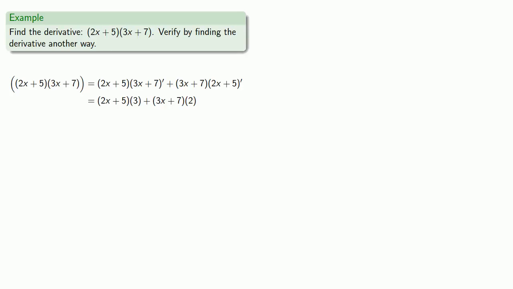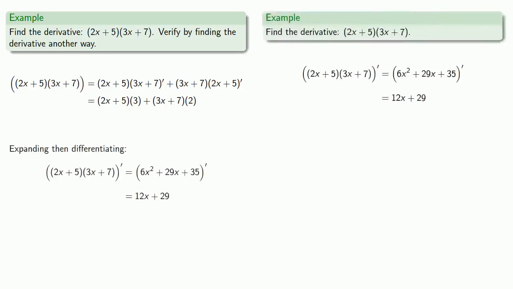And we actually found this derivative earlier. We found that the derivative was 12x plus 29. But this isn't what we found as the derivative using the product rule. Is the product rule false? Maybe we should abandon it. Maybe some things on the internet aren't true.